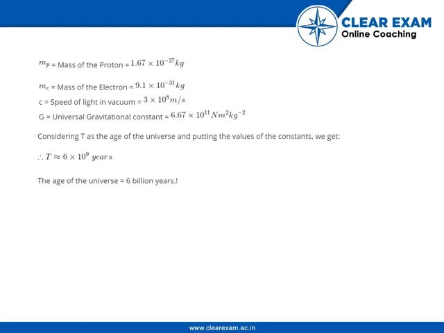Considering t as the age of the universe and putting in the values of the constants, we get time is approximately 6 × 10^9 years. The age of the universe is thus approximately 6 billion years.